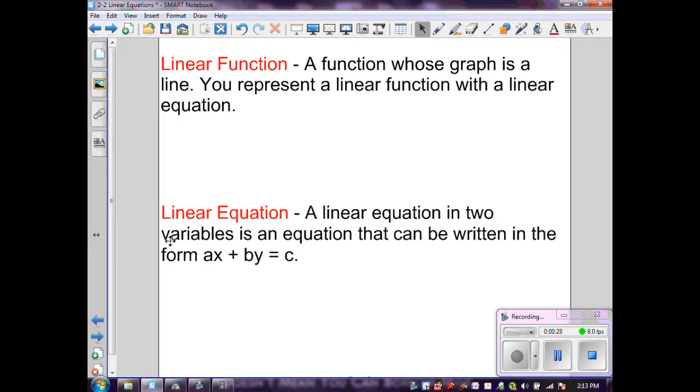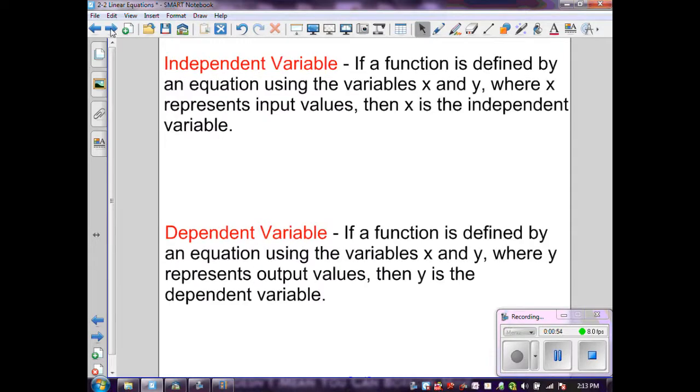A linear equation in two variables is an equation that can be written in the form of ax plus by equals c. C is a constant, any real number. Y is the y value in the ordered pair, also represented by the y-axis. X is the x value represented in the ordered pair and the x-axis. A and B are also coefficients to x and y, and they are real numbers.